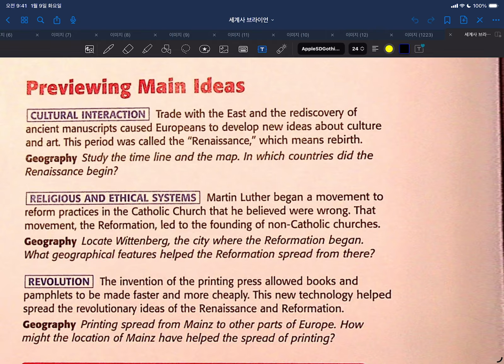Religious and ethical systems. Martin Luther began a movement to reform practices in the Catholic Church that he believed were wrong. That movement, the Reformation, led to the founding of non-Catholic churches. Revolution. The invention of the printing press allowed books and pamphlets to be made faster and more cheaply. This new technology helped spread the revolutionary ideas of the Renaissance and Reformation.